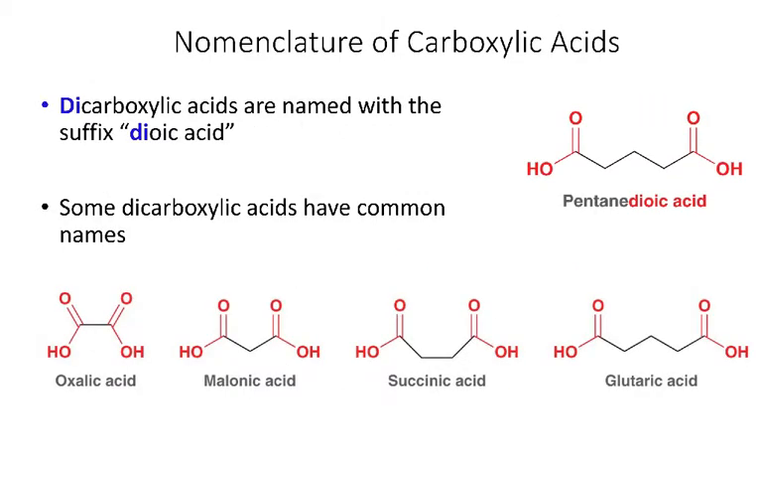It is possible to have two carboxylic acid groups on either end of the parent chain. In that case, we use -dioic acid. Just like two alcohols would be diols, in this case we have dioic acids. So this would be pentanedioic acid. There are a number of common names for these dicarboxylic acids, but you're not going to be responsible for remembering the names of these compounds.